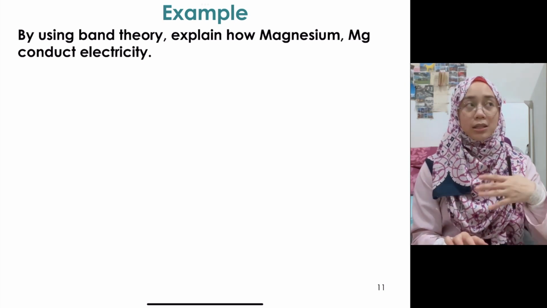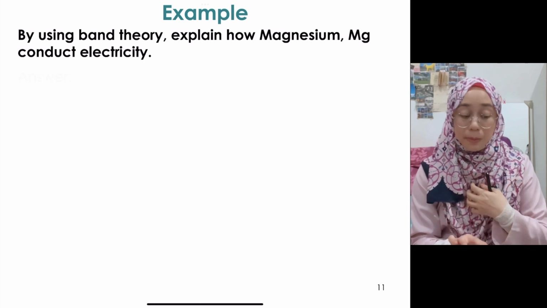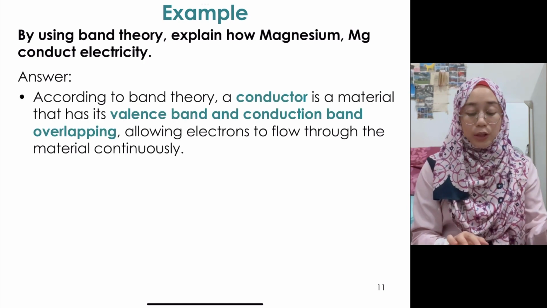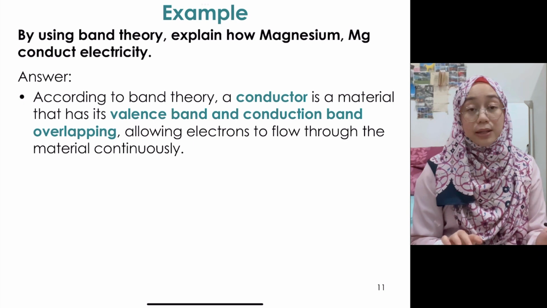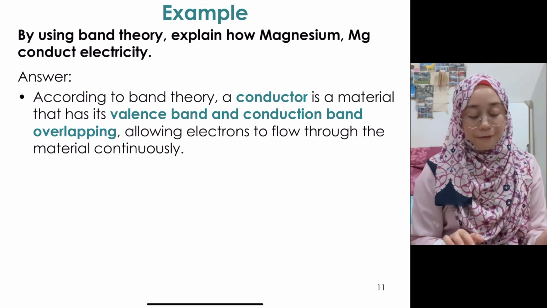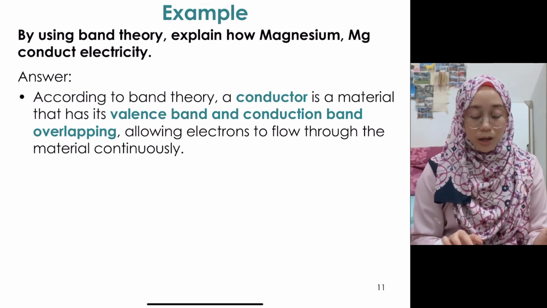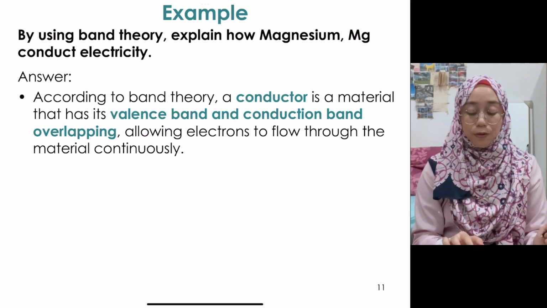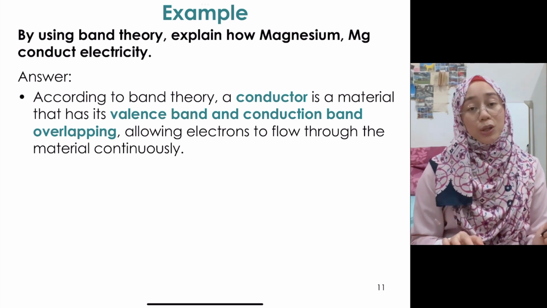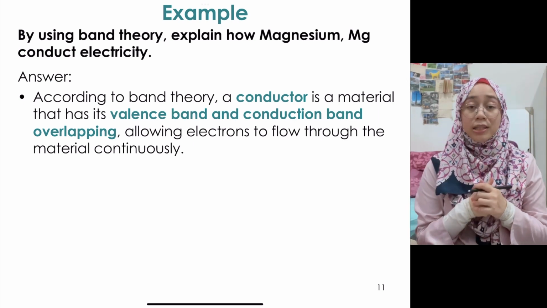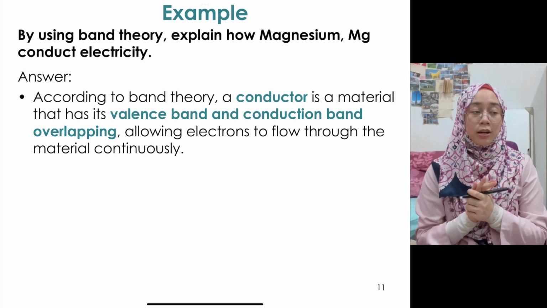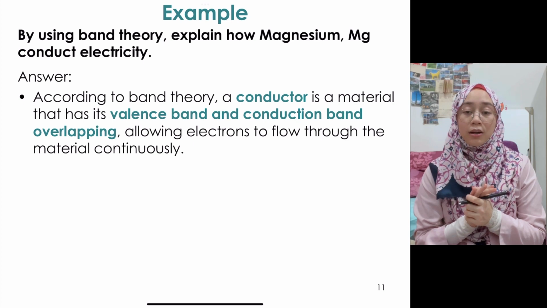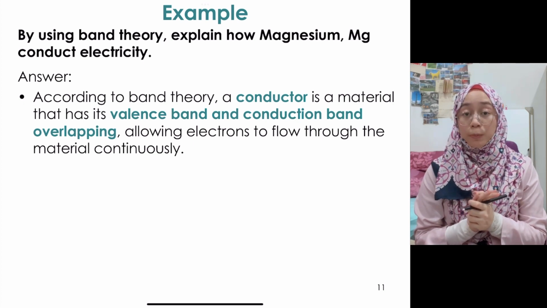Okay, so first kita just terangkan dahululah pasal conductor ni apa dia sebenarnya. Okay, so according to the band theory, a conductor is a material that has its valence band and also conduction band overlapping with one another, allowing electrons to flow through the material continuously. Okay, so let's first have a look at the valence electronic configuration untuk magnesium dahulu.